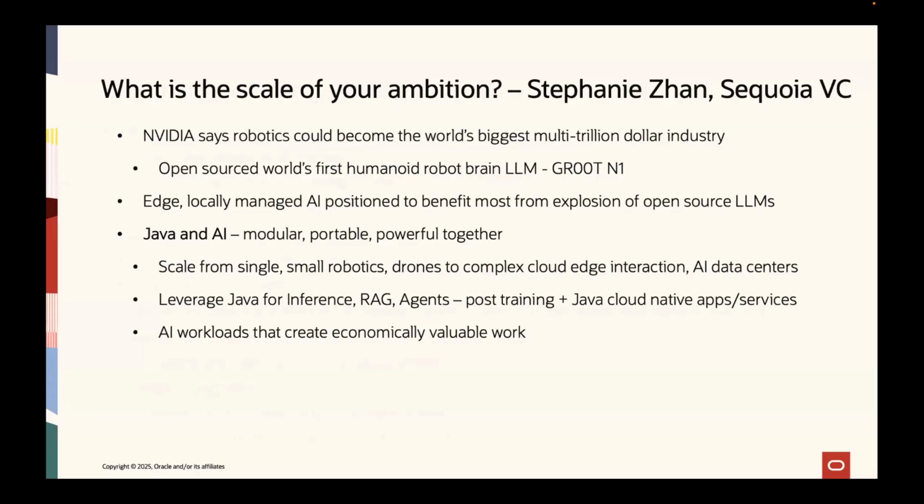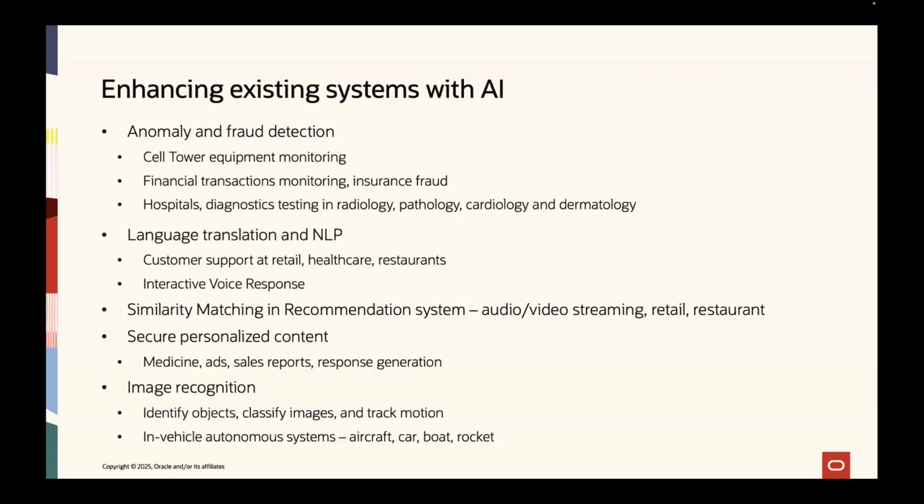So some examples of that would be things that leverage anomaly and fraud detection, and that can include anything from financial services, transaction monitoring, insurance fraud, but also in the physical world, cell towers, the monitoring of the equipment and the distribution units there. At the edge, that can include hospitals, that could include retail, which includes restaurants as well.